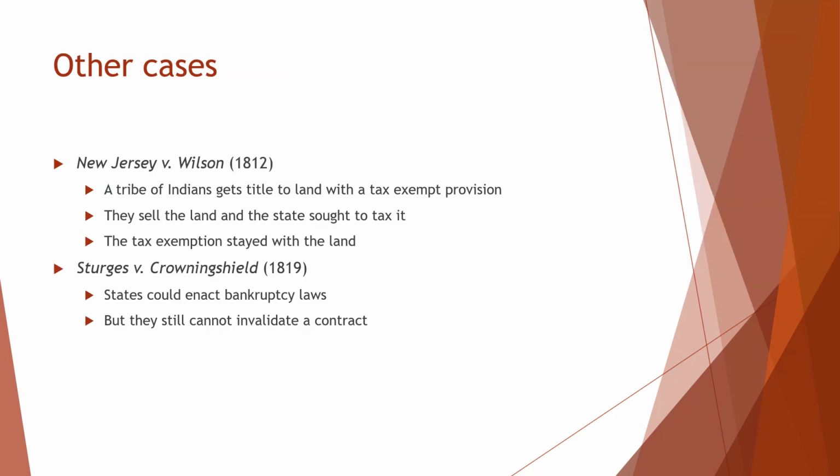Now, we have some other cases where you see contract provisions also being interpreted. In New Jersey versus Wilson, a tribe of Indians gets title to land with a tax-exempt provision, and then they sell the land, and the state tries to tax it. So what the court said there, this goes back to 1858, before the United States was the United States, when basically the country was still British North America, a colony of Britain. So basically they say that the tax exemption stays with the land.